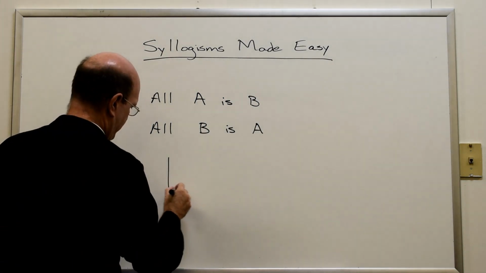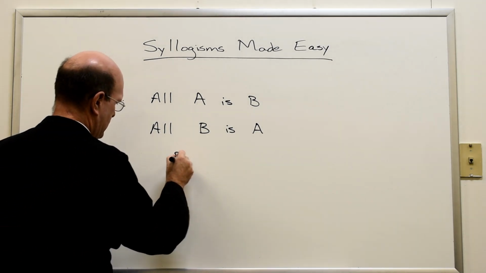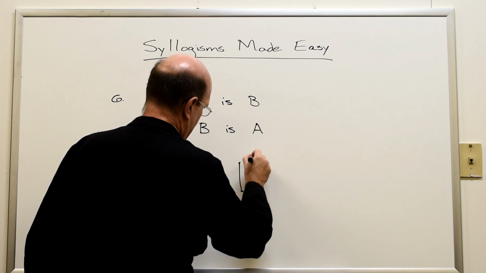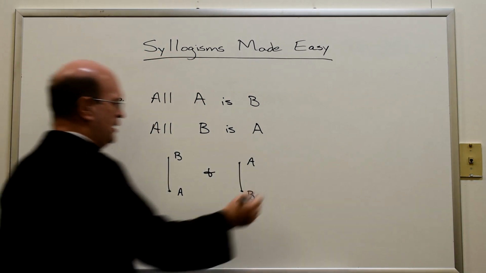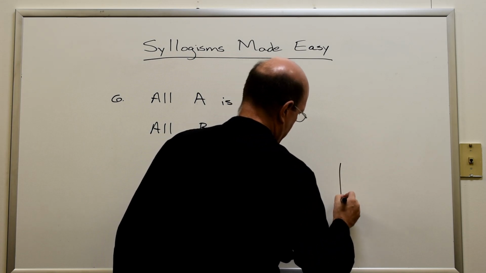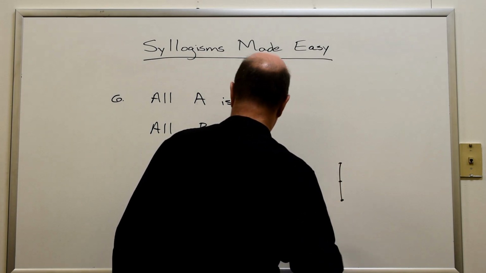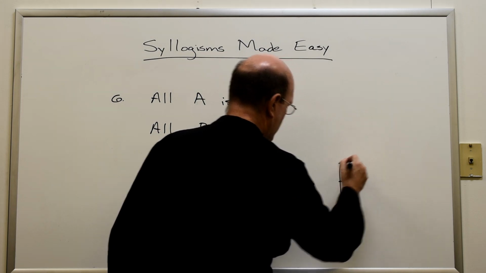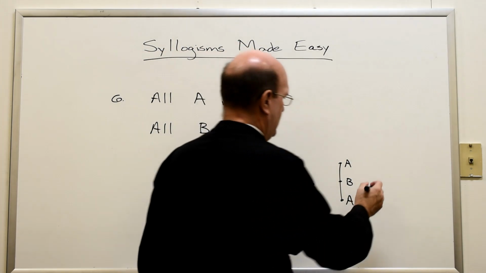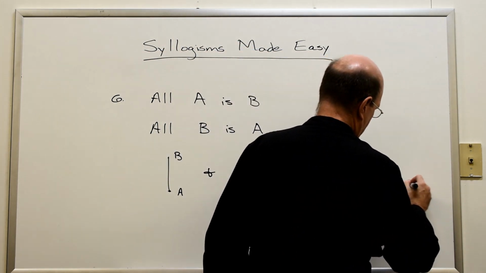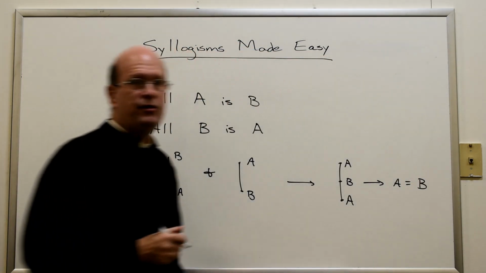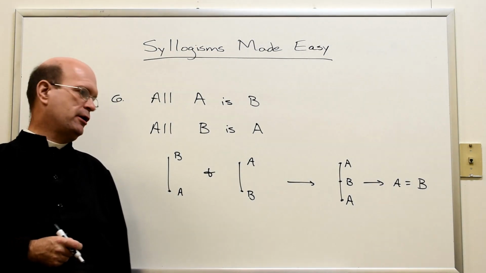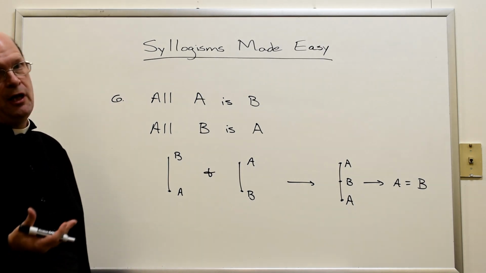Well, again, if I say all A is B and all B is A, then voila, I put these together and I've got a diagram like this: A, B, A. But then I use contraction, and that tells me that A is equal to B. And this is a type of argument that is used all the time in mathematics. Very common argument to show that two sets are equal.